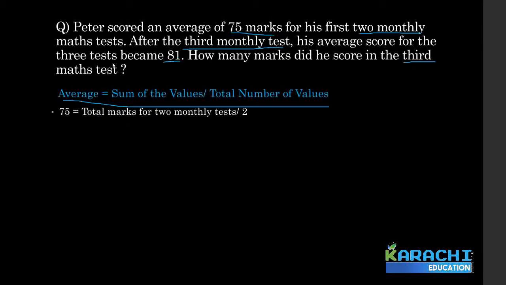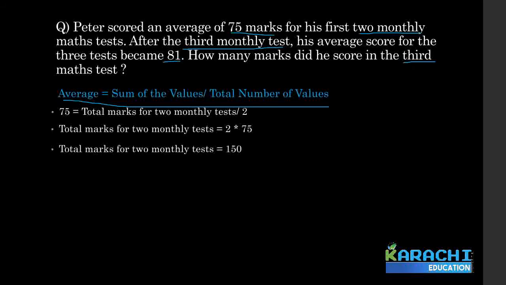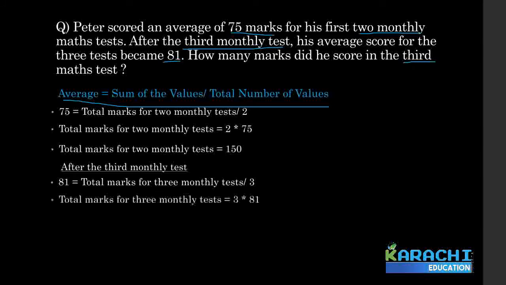Okay, total marks for 2 monthly tests is going to be 75 multiplied by 2, and the total marks for 2 monthly tests is going to be 150. After the third monthly test, the total is going to be 3 multiplied by 81, because the average became 81 for 3 tests. It's going to be 243. 3 multiplied by 81 is going to be 243.